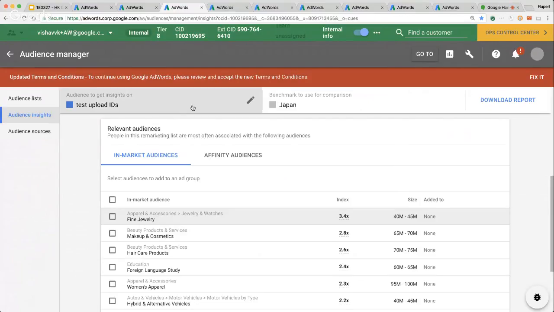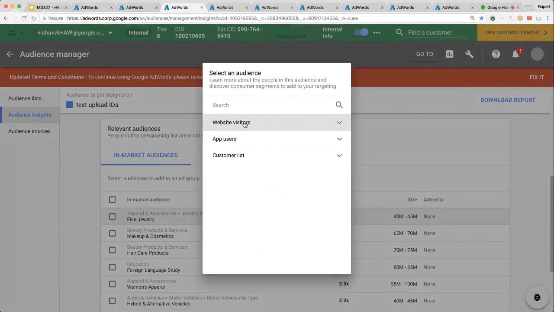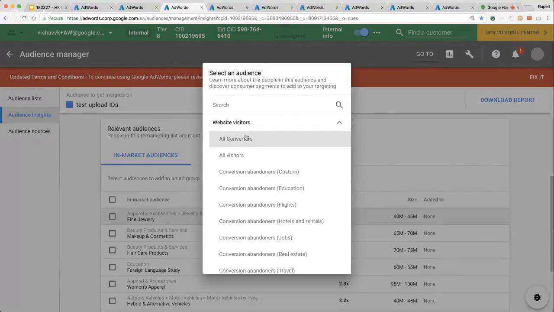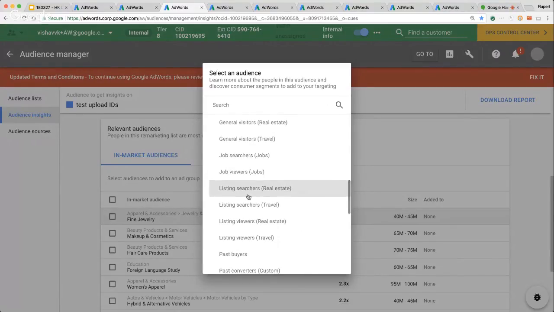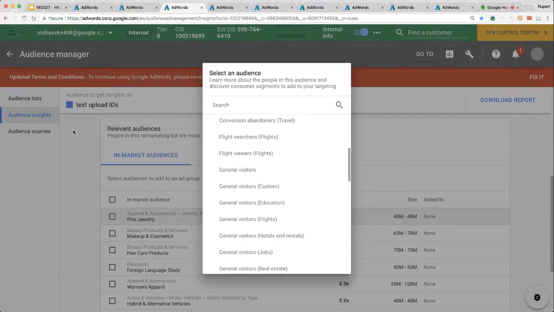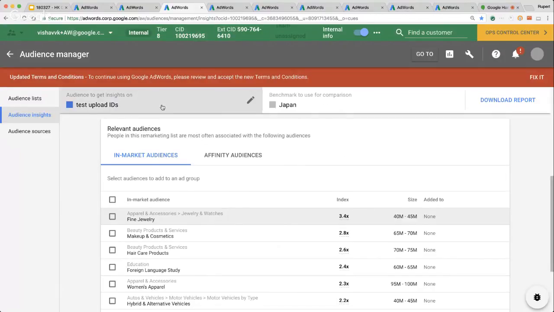One thing about in-market audiences is that you can also filter based on whether you want to target people who are conversion abandoners. You can select conversion abandoners, and this will help you find the most relevant in-market audiences that are similar to the conversion abandoners. So you can filter by different types of audiences by selecting the audience category.